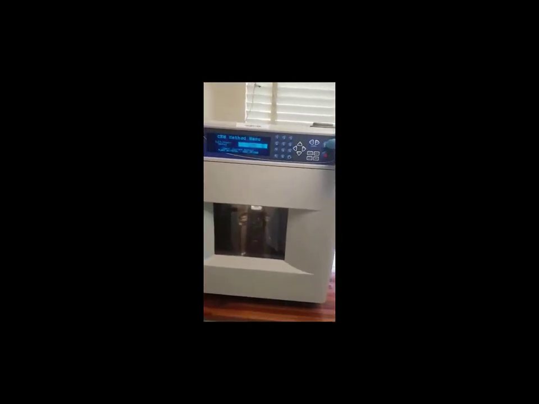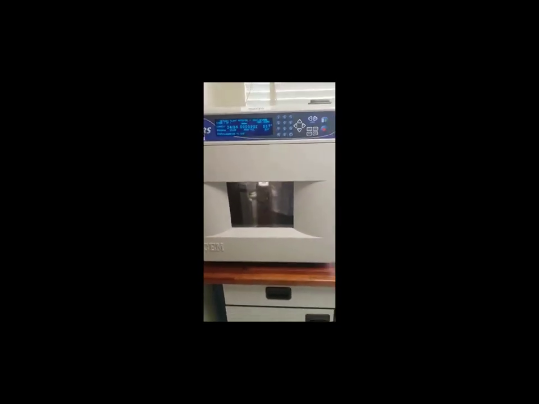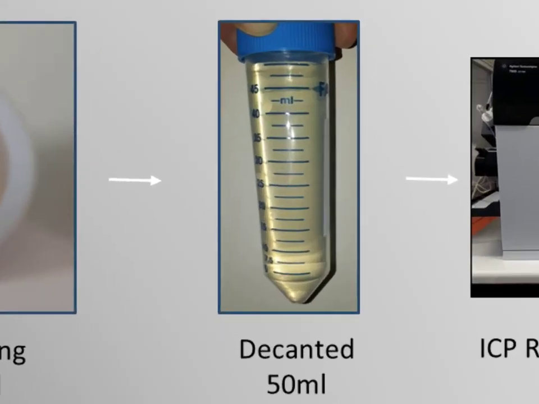Once the program for the digestion is completed, the carousel is left to cool before removing the vessels from the carousel. This is to ensure that volatile elements like mercury are not lost during this process. Once the samples are cooled, they are decanted into 50 ml acid-cleaned containers and made up to a final volume, which is usually 50 milliliters.